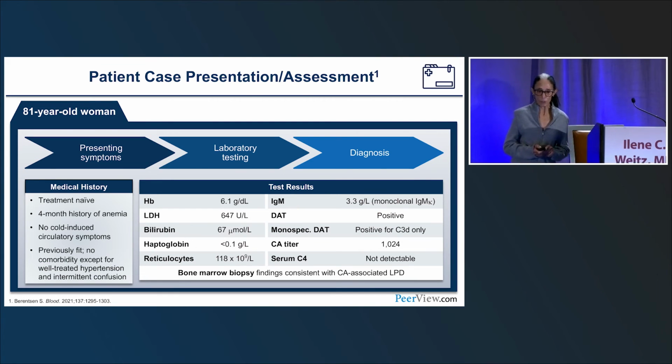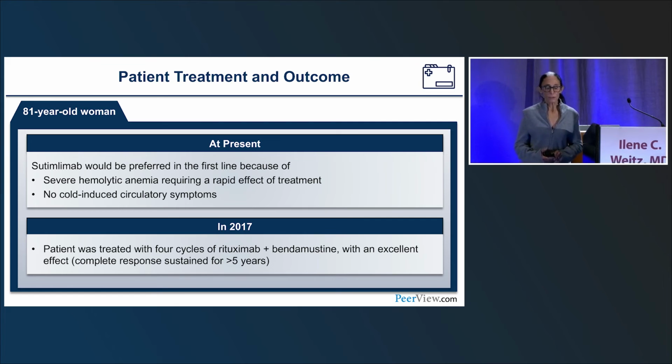So here's our patient, and you could see we've completed her workup. Her cold agglutinin titer was markedly elevated. C4 was not detectable, so she had ongoing complement activation through the classical pathway. This patient was treated before sutimlimab was available, and she got Ritux and bendamustine, and she had a great response, and she's been in a sustained remission for over 5 years.